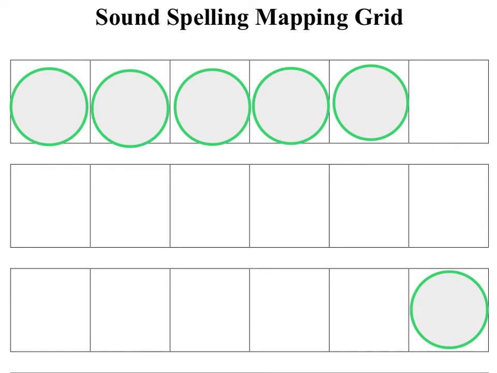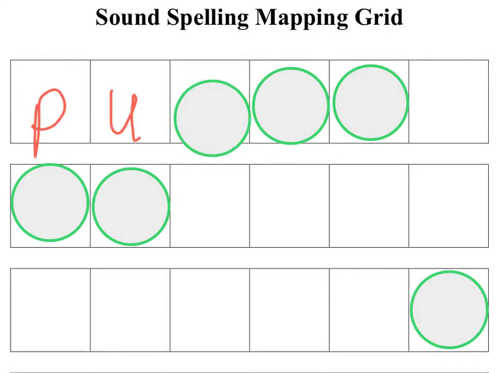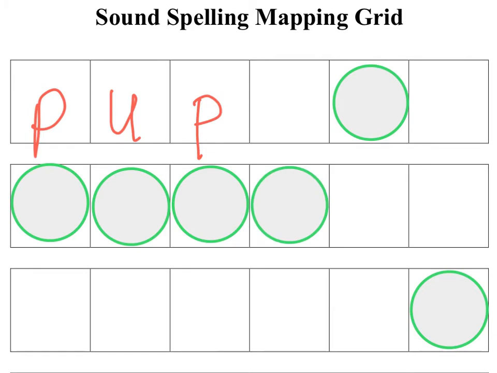I'm going to bring down my sound and write the letter or letters that make the sound. P. What letter makes P? P. U. What letter makes U? The letter U. It's saying its name. It's a long vowel. Then I hear P. What letter makes P? Well, I just did that at the beginning. P. Then I have I. What letter makes I? I. And what letter makes ul? Ul. L. So there's my word, pupil.